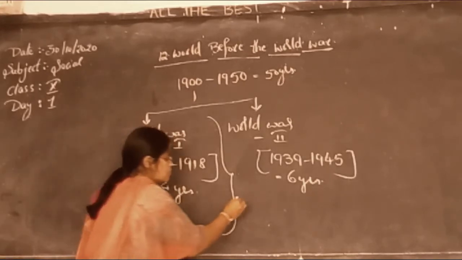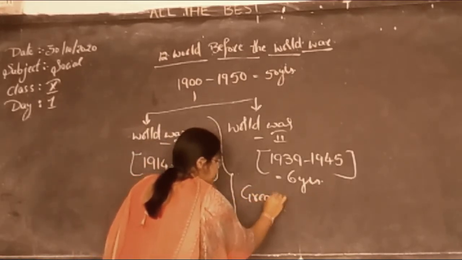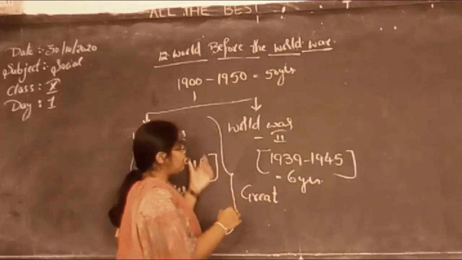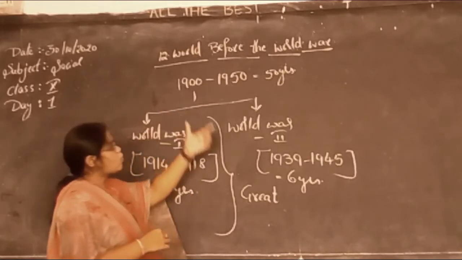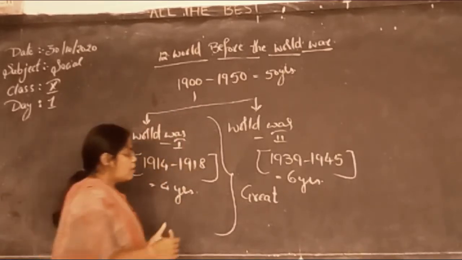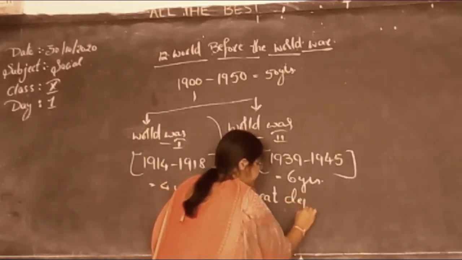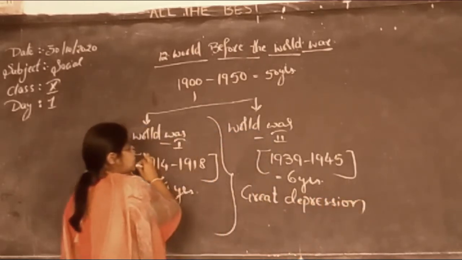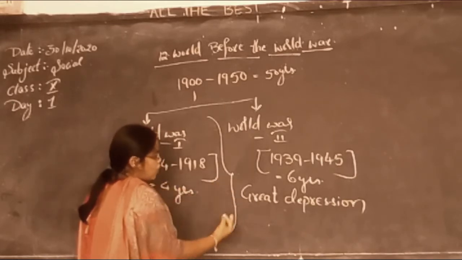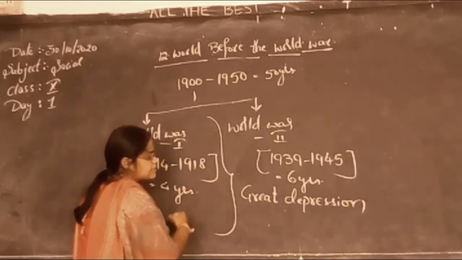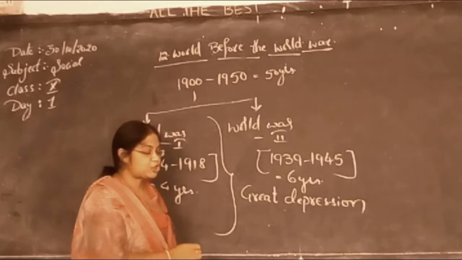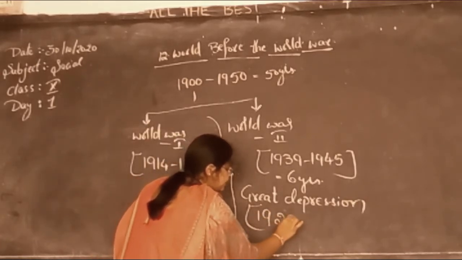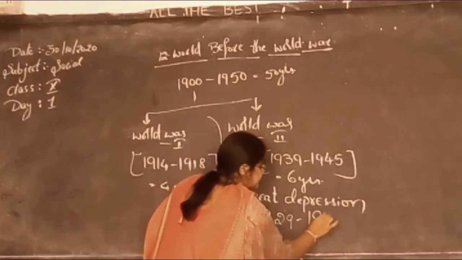Don't worry, I will explain each and everything in detail. I am just giving you a mind map, only to help you remember. We have the Great Depression between the First World War and the Second World War. The time duration of the Great Depression is 1929 to 1939.